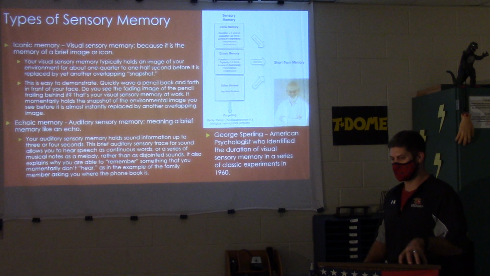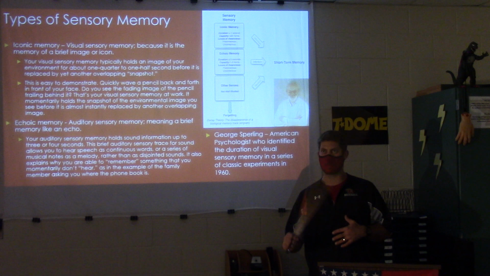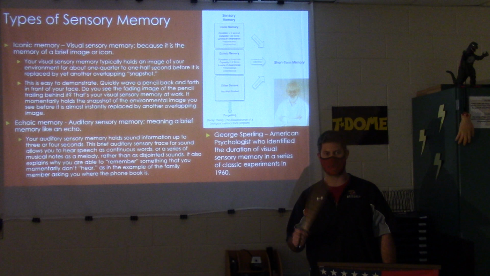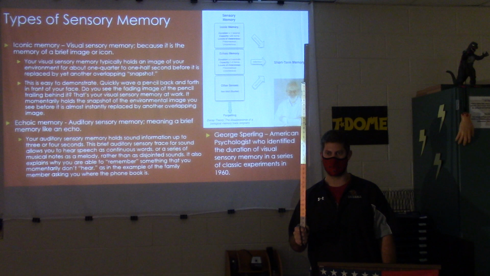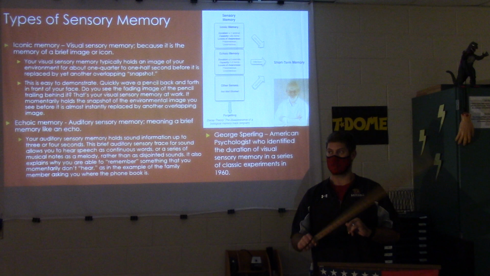To demonstrate this, we'll wave something back and forth, okay? When I wave this back and forth, if you're present in this room, you can actually see the yardstick trailing itself. That's not because I'm moving it super fast. It's because your visual memory is holding images here, here, here, and it's holding it there so you know where it came from, and that's why it looks like it's kind of fading from here to here, okay?